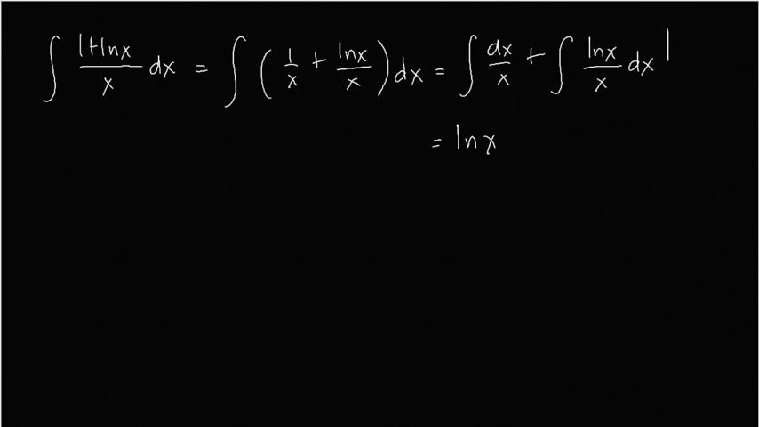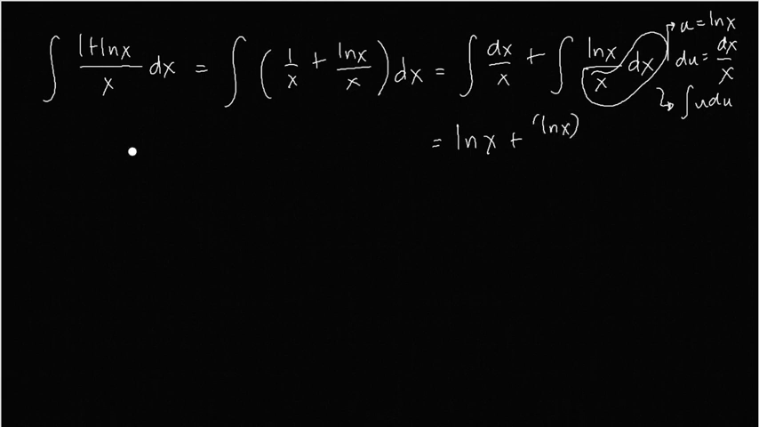But for this one, we can let u equal ln of x, so that du is equal to dx over x, which is present here. So this one will become the integral of u du, so that this is equal to u squared over 2, and u is equal to ln of x. So we have ln of x squared over 2 plus c.